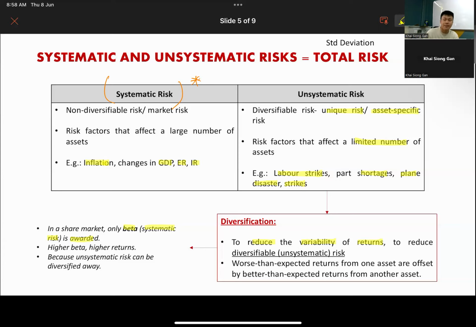If you take unreasonable risks, like those money schemes, and you assume those are risks, that is wrong, because those are unsystematic risks. If it gets into trouble, you lose all the money. That's basically you make the wrong choice, the wrong risk management. So when we talk about high risk, high return, the risk here must only be referring to systematic risk. Then only you can say higher beta, higher returns, because unsystematic risk can be diversified.